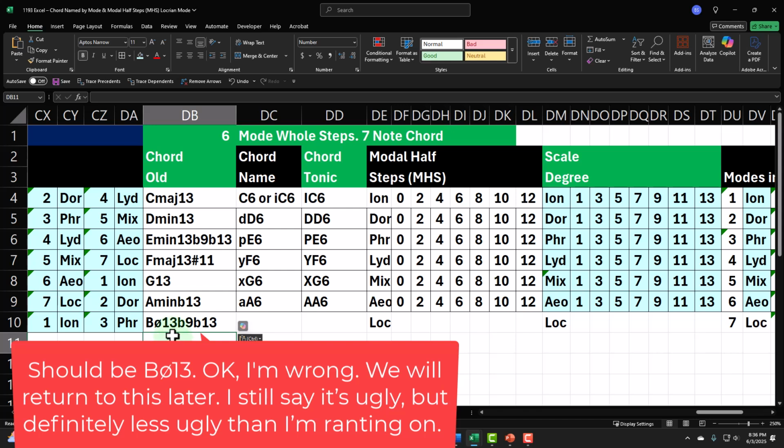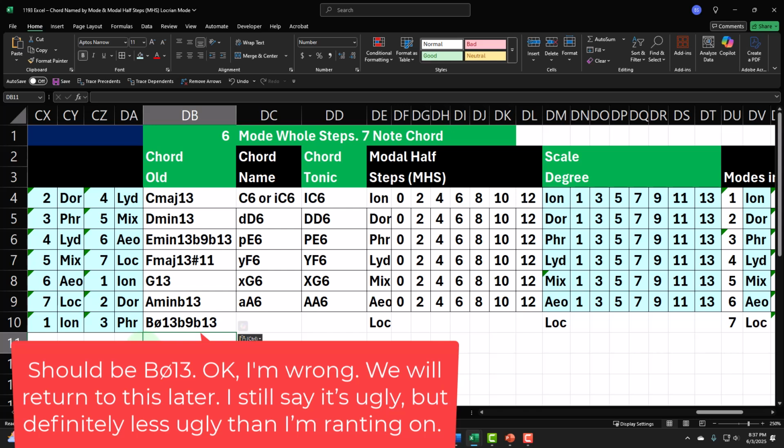Maybe I got something wrong. I don't think so. This is a chord that's in the diatonic key. It doesn't have any notes outside of the destination locations. And this is how ugly. So let's see if I get this right. It's a B half diminished 13 flat 9 flat 13.